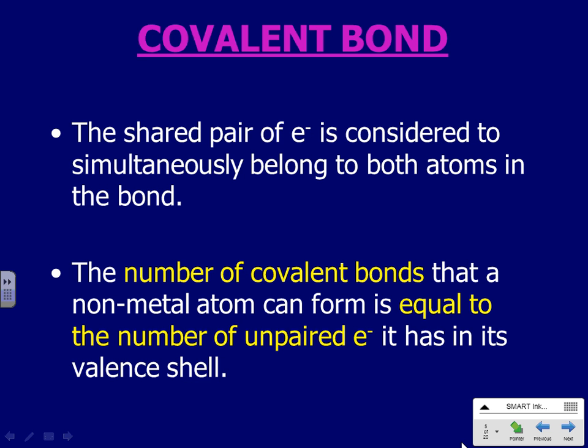Now, in a moment, we're going to start drawing some Lewis diagrams to represent these things. And we're going to be putting bonds on them. Those are the lines. And the number of covalent bonds that a nonmetal can form equals the number of unpaired electrons it has in the valence shell. So we're going to have to keep in mind how many electrons they have. Again, we're looking now solely at nonmetals.